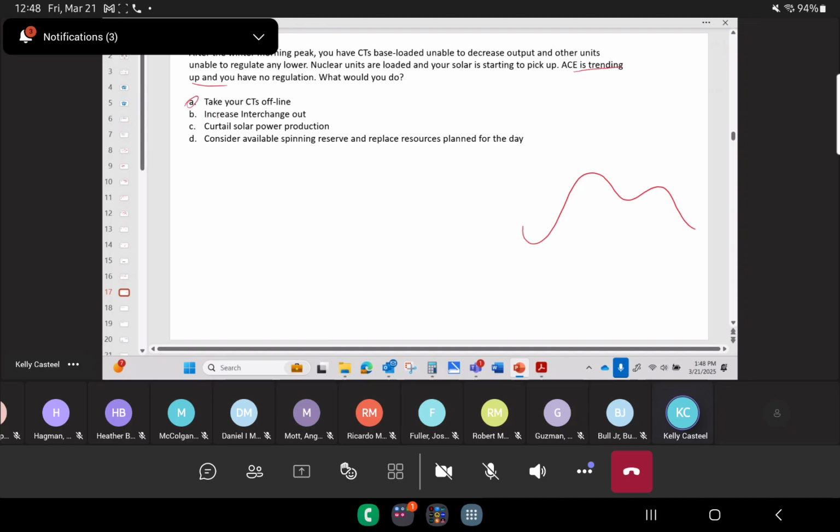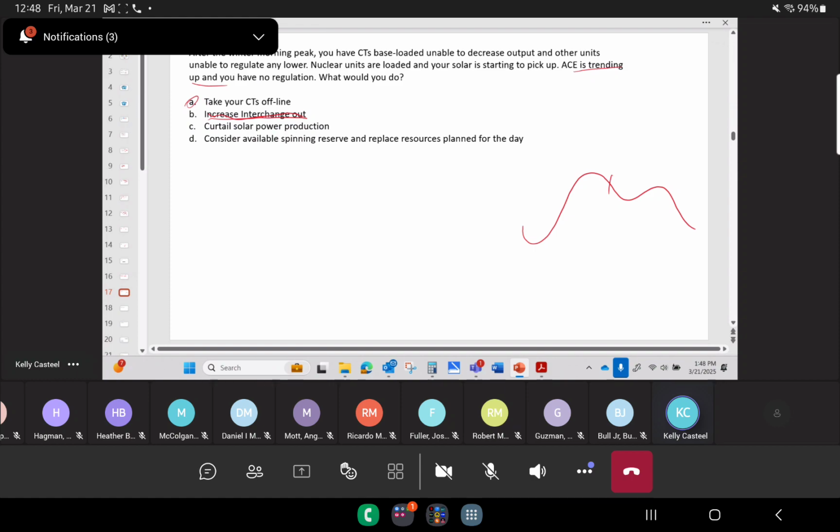The reasons why you can't do these others: increase interchange out. Well, it'd be nice if you could sell it, but that assumes you've got a buyer, and that's the problem. You can't guarantee that you're always going to have a buyer, because if you're dealing with this, guess what? Pretty much every other balancing area, at least in the region, and probably everyone on the interconnection is dealing with the same thing, and they're not going to be wanting to buy megawatts. So not an option, certainly not a guaranteed option.